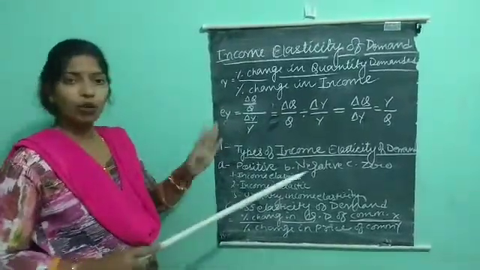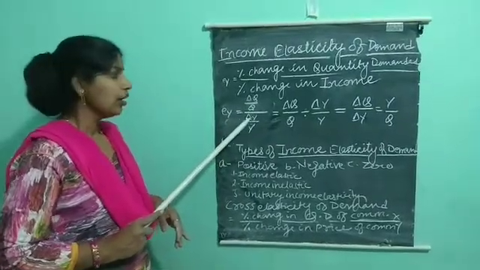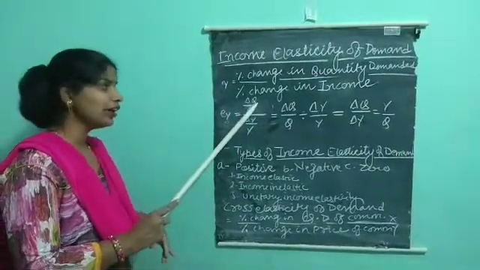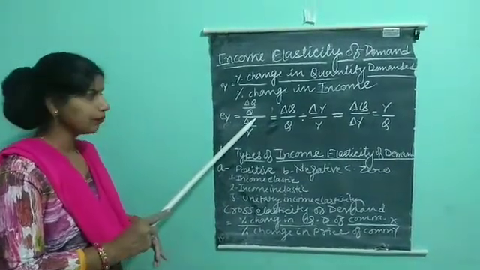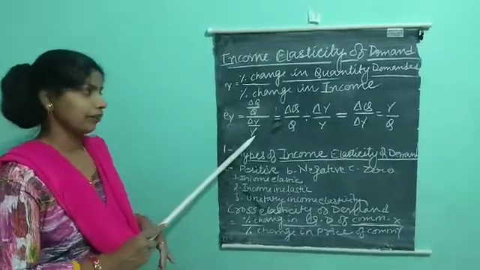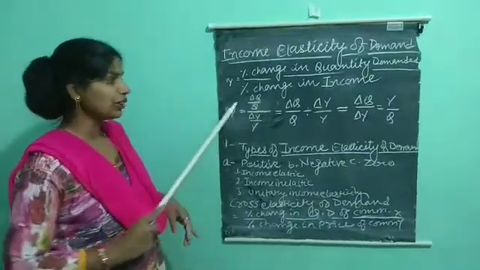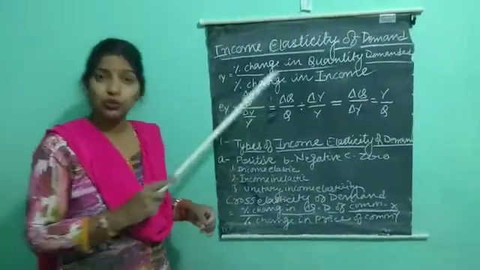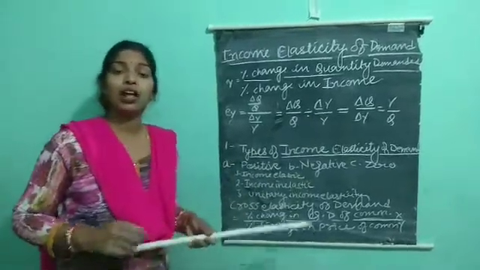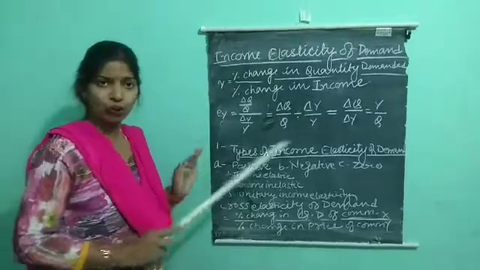Now we can write it in formula form. This is delta Q upon Q, where delta Q shows change in quantity, upon initial quantity. Then change in income upon initial income. We have to formulate the formula again on this base because we shall use it in numericals. From this chapter, numericals are very, very important. All of you have to solve the numericals on the base of this formula.